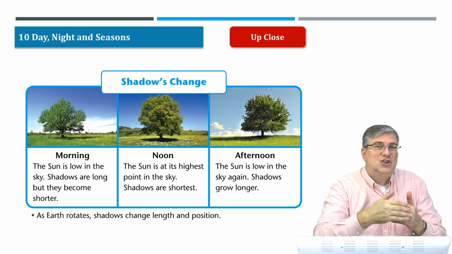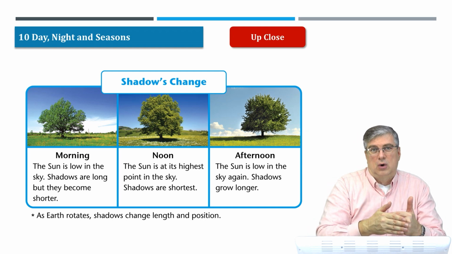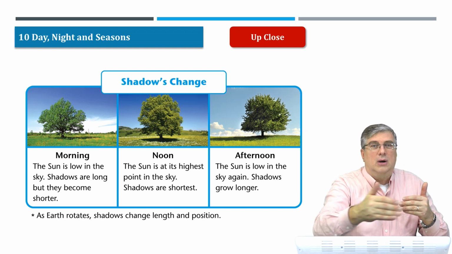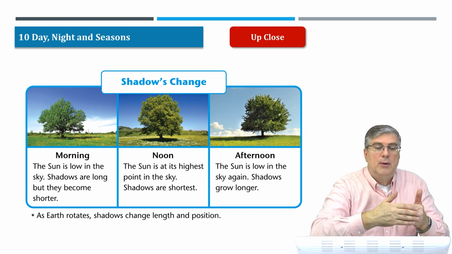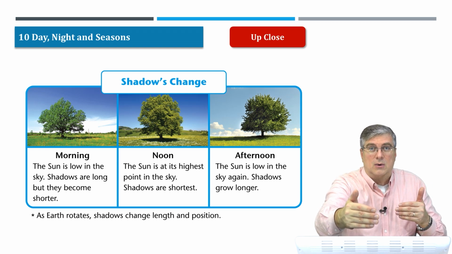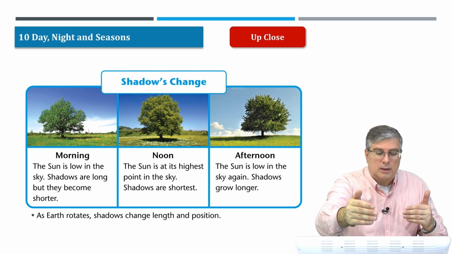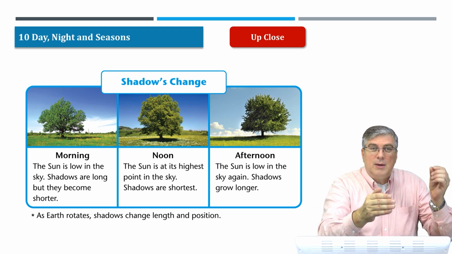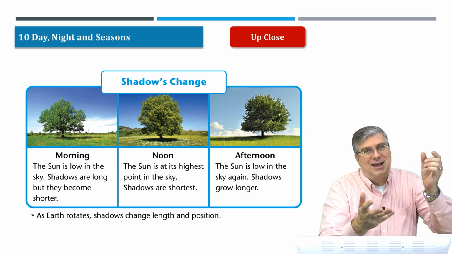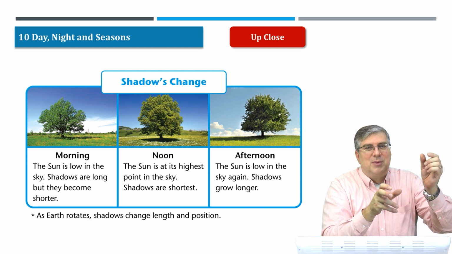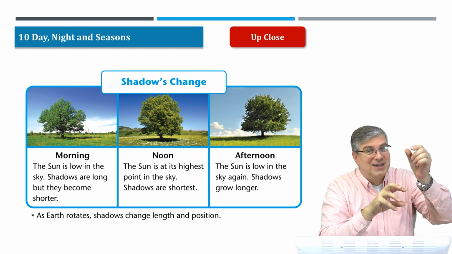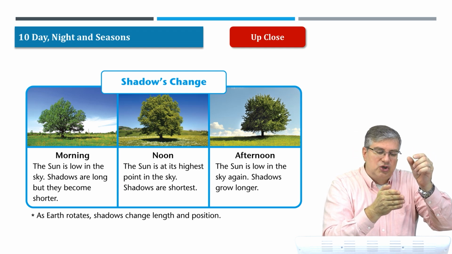Shadows are long. We say shadows are long or shadows are short. How tall or how long is the shadow? How much distance does the shadow have? If it's a lot of distance, we say the shadow is long. But as the day progresses and the sun climbs higher, it's not climbing, the Earth is moving, but as the sun seems to move higher in the sky, that shadow becomes shorter.